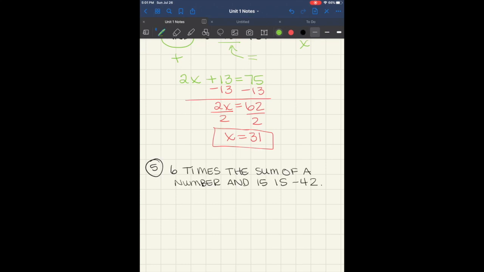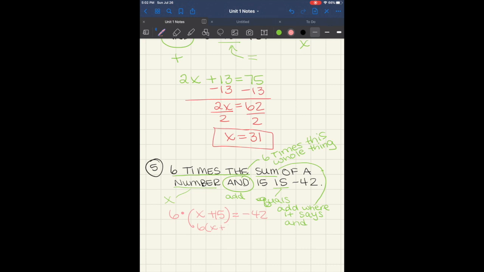2 more examples. Number 5, we've got 6 times the sum of a number and 15 is negative 42. So it says 6 times the sum, so that means that it's 6 times the whole thing. So it's 6, and then parentheses, the sum of the number. So it's going to be a number, which is x, and 15 inside the parentheses. And then it is, which is equals, negative 42. So when we write it out, we've got 6 parentheses, the sum, so x plus 15 equals negative 42.